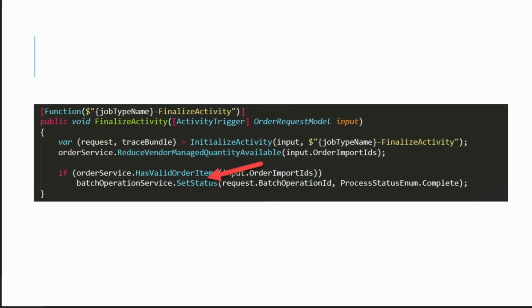And finalize activity. Not a lot going on there, but you can see we're doing things to finalize the task. Any roll-up activities you need to do. We have vendor quantities that we've got to manage. You can do whatever downstream stuff you've got to deal with. That's where you're going to do it. In finalize, we're setting the status for the overall job to complete.